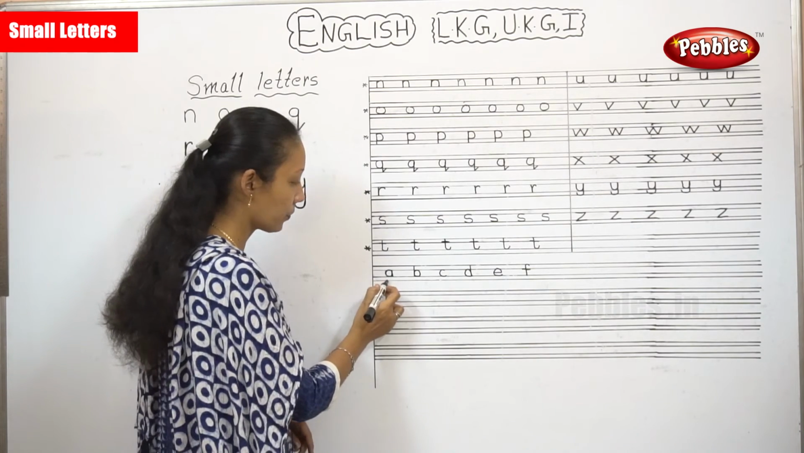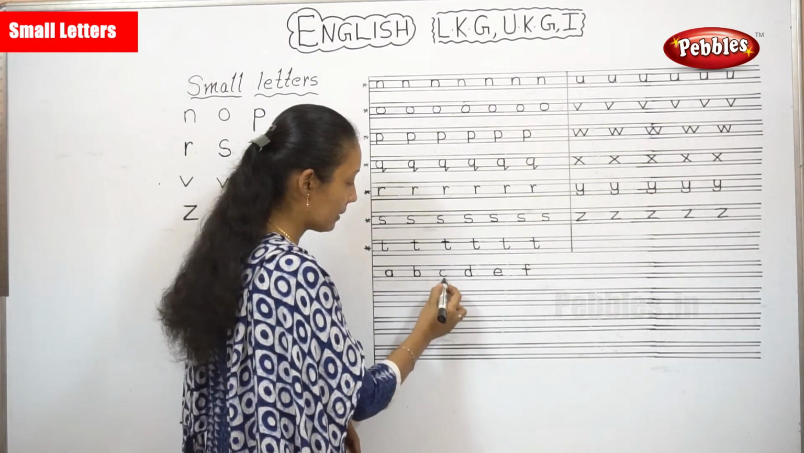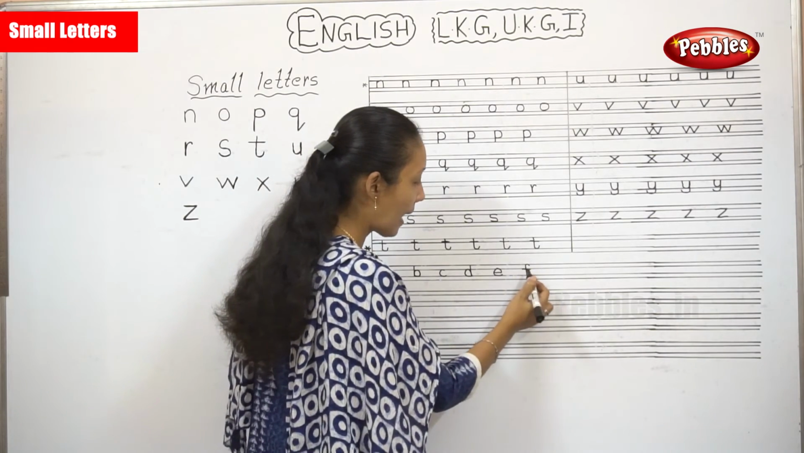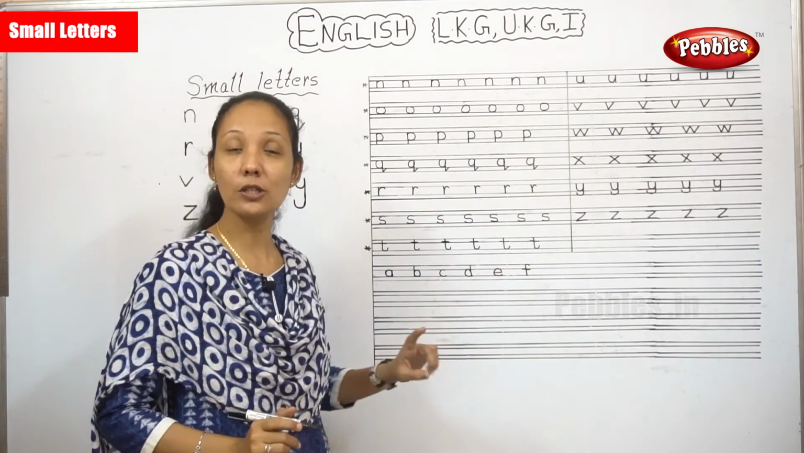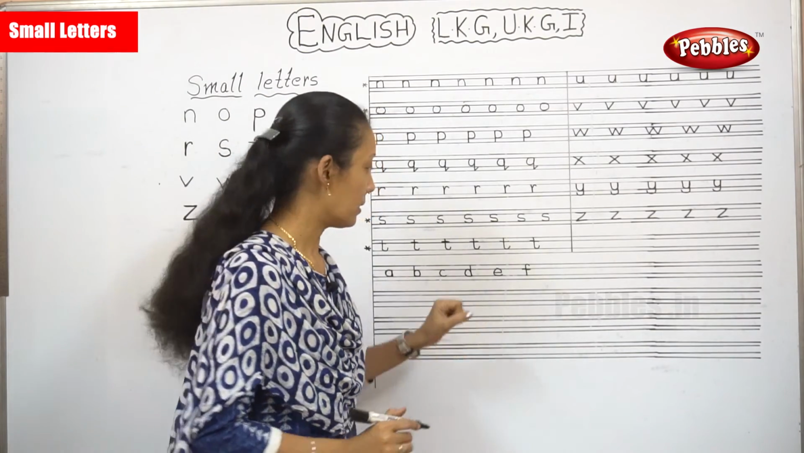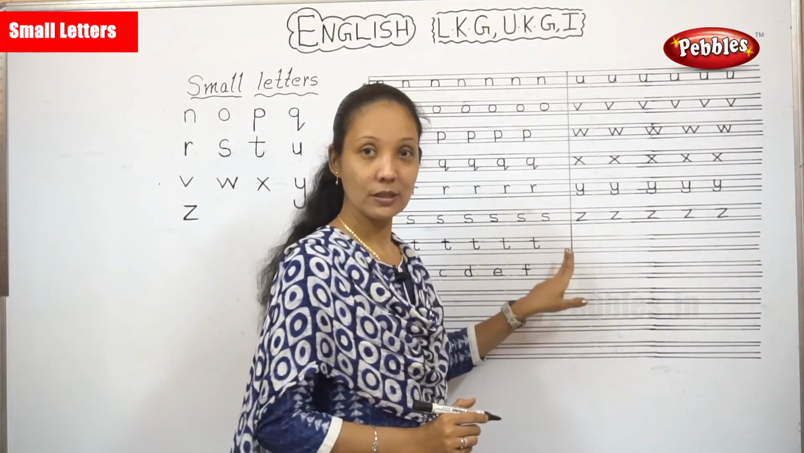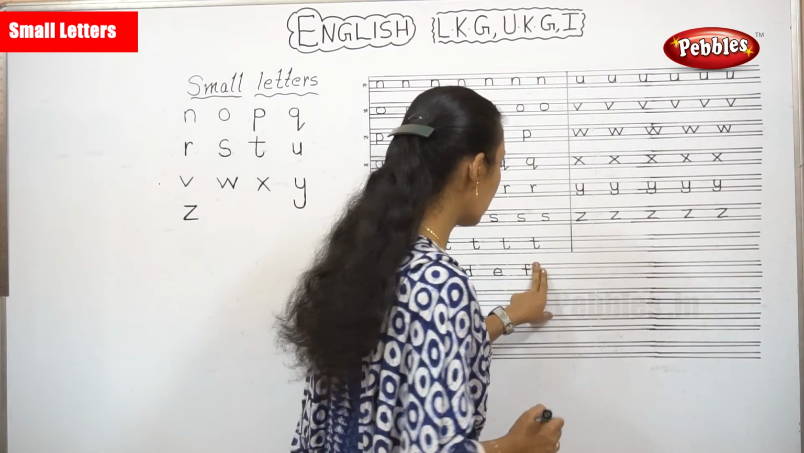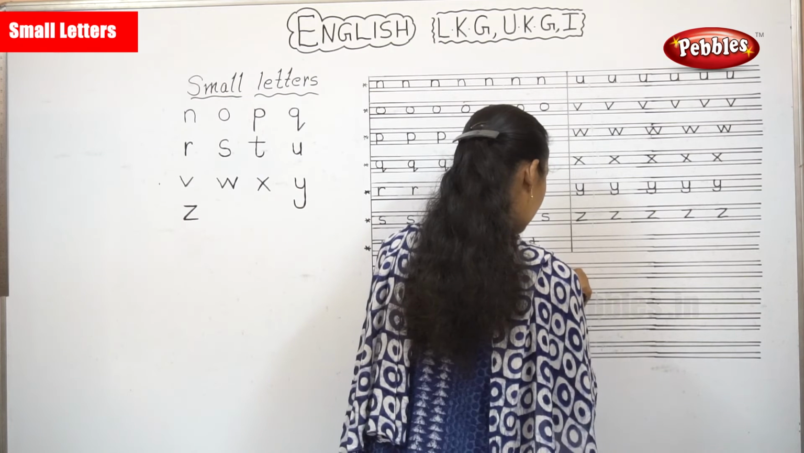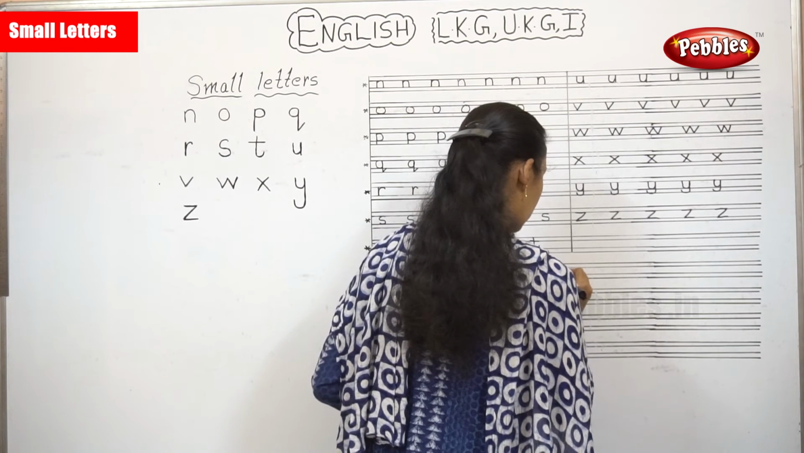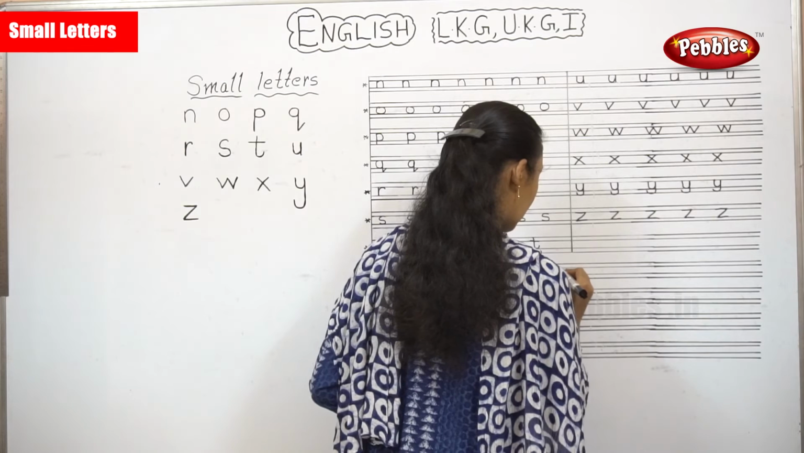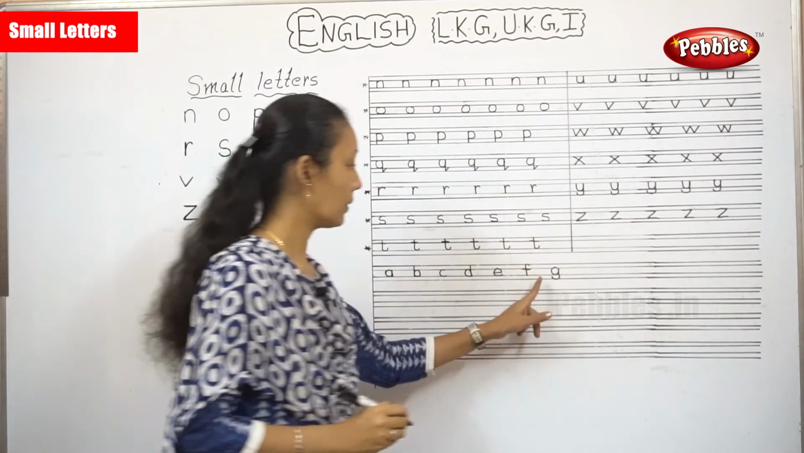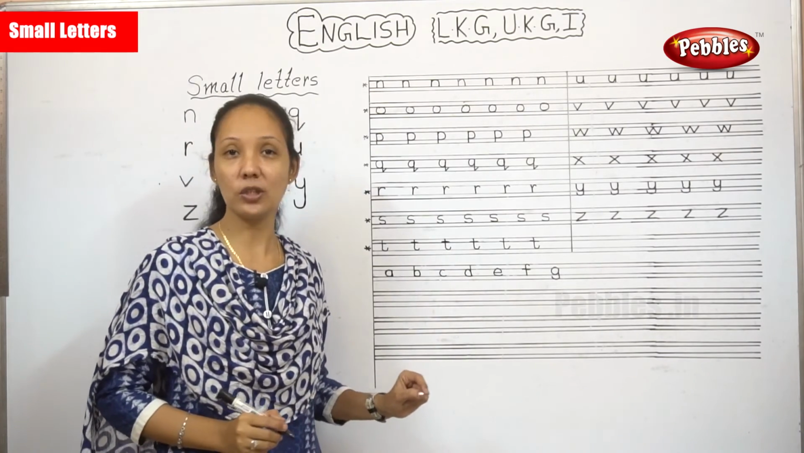Now A, B, C, D, E and F. Now after F, what is your alphabet? Yes, you have G. So should we space your alphabets? Yes. So you need to place your 2 fingers again. Yes, G. Draw a circle. Come down to your 4th line and curve up. This is, yes, this is G.